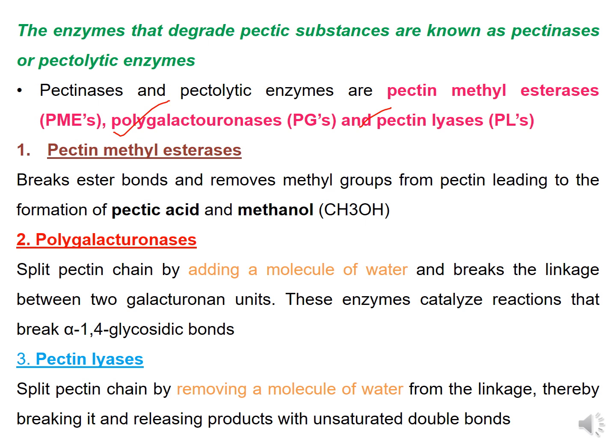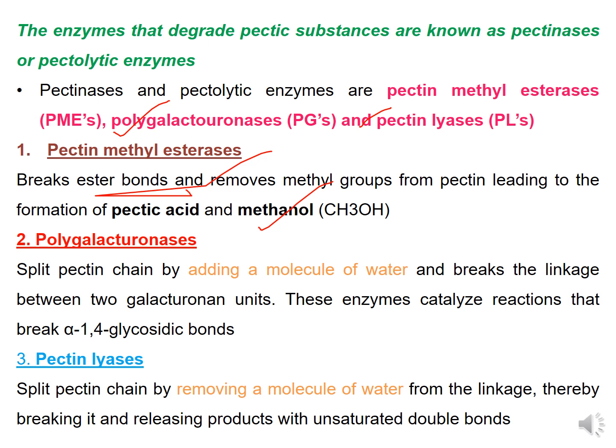The pectin methyl esterase, the name itself indicates that it will remove the methyl groups from the pectin substances. Pectin methyl esterase breaks the ester bonds and removes the methyl groups from the pectin, leading to the formation of pectic acid and methanol. Methanol is CH3OH, whereas ethanol is C2H5OH. So here the pectin methyl esterase will release the methanol separately.